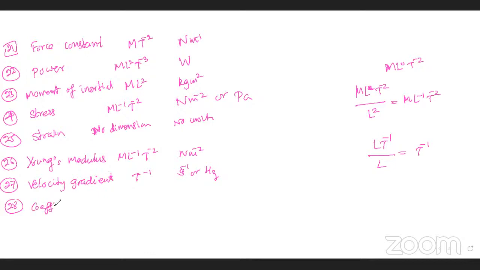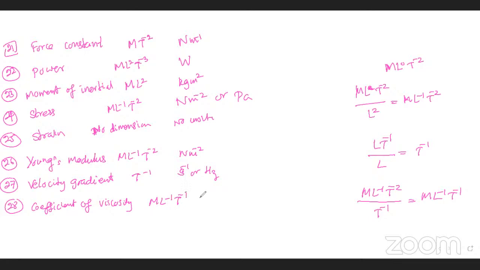And then the coefficient of viscosity. So its equation is tangential stress divided by the velocity gradient. The tangential stress has a dimension ML minus 1 T minus 2, divided by the velocity gradient, which is T minus 1. So by simplifying, T minus 2 here, T minus 1 here, one cancels. So its dimensional formula is ML minus 1 T minus 1.